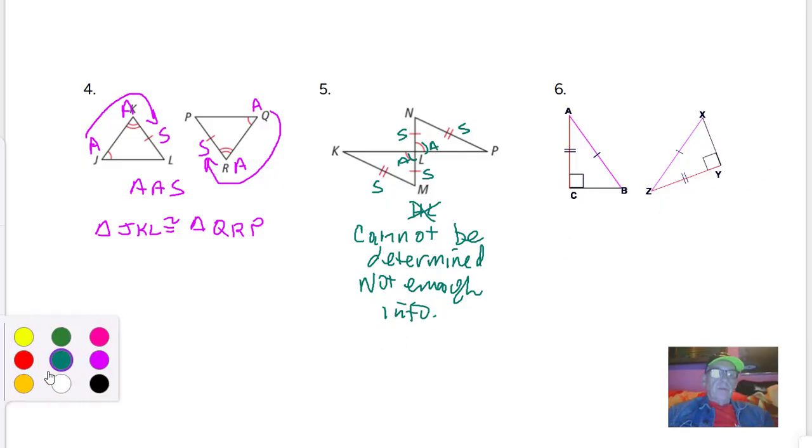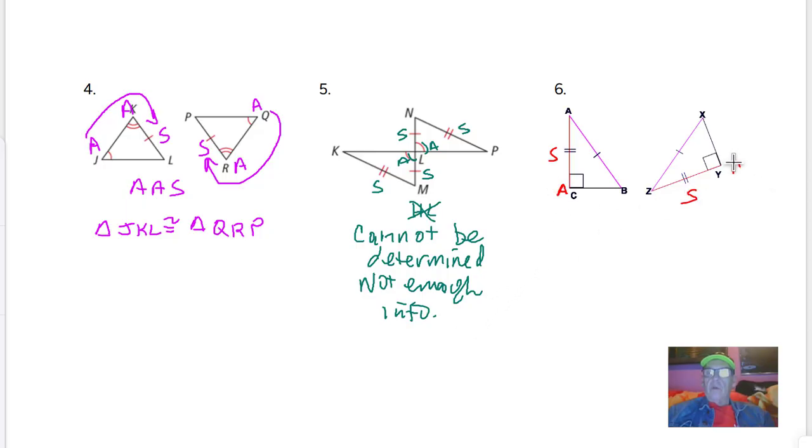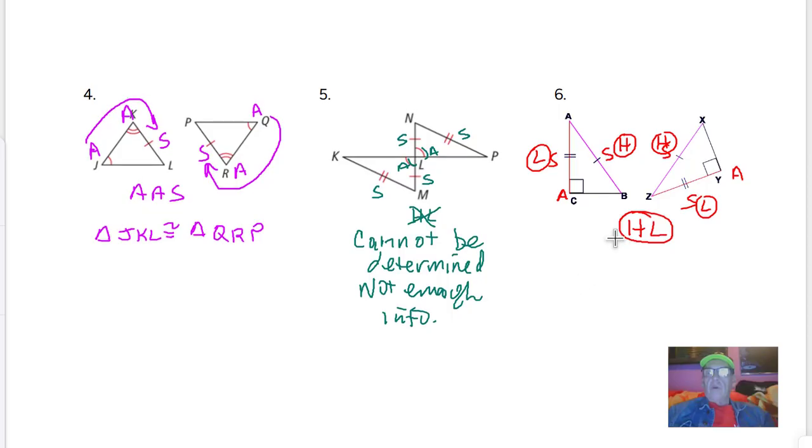Let's look at number 6. So number 6, we've got that AC is congruent to ZY. We have a right angle here. It's congruent to the other right angle. And here we have XZ, which is congruent to AB. So this is an SSA pattern, but since these are right angles, we actually think of this as being hypotenuse leg. So this is the hypotenuse leg pattern. Because we have right triangles, we have hypotenuse leg, and the two triangles are congruent.